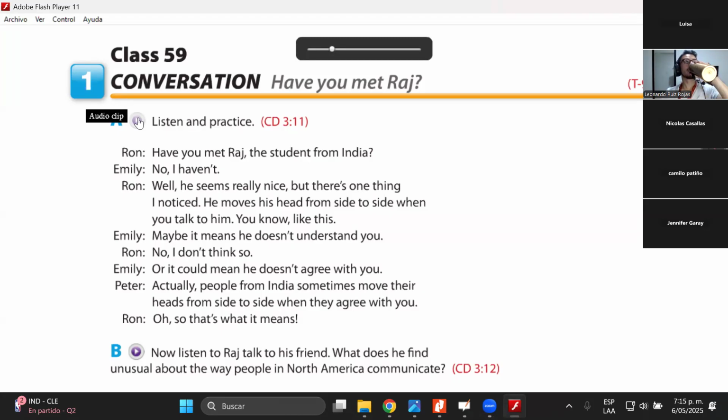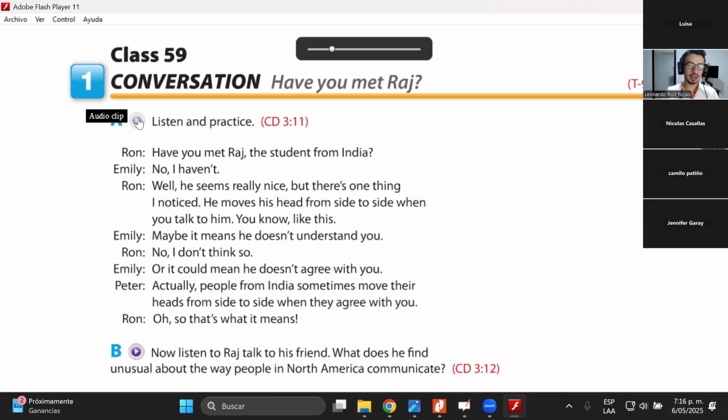Unit 14. Page 93, Exercise 3, Conversation. Have you met Raj? Part A. Listen and practice. Have you met Raj, the student from India? No, I haven't. Well, he seems really nice, but there's one thing I noticed. He moves his head from side to side when you talk to him. You know, like this. Maybe it means he doesn't understand you. No, I don't think so. Or it could mean he doesn't agree with you. Actually, people from India sometimes move their heads from side to side when they agree with you. Oh, so that's what it means.